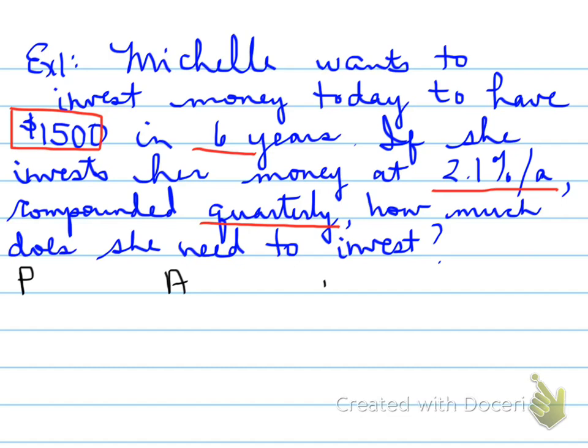So P, A, I, N. The reason why we need those letters is because it's compound. Compound has to do with those letters, P, A, I, N. And what do we need with these? Well, principal is how much we need to know now, in order to have $1,500 in the future. The interest rate is the decimal, 0.021, divided by the word, which is 4, and n is the number of years, 6 times the word.